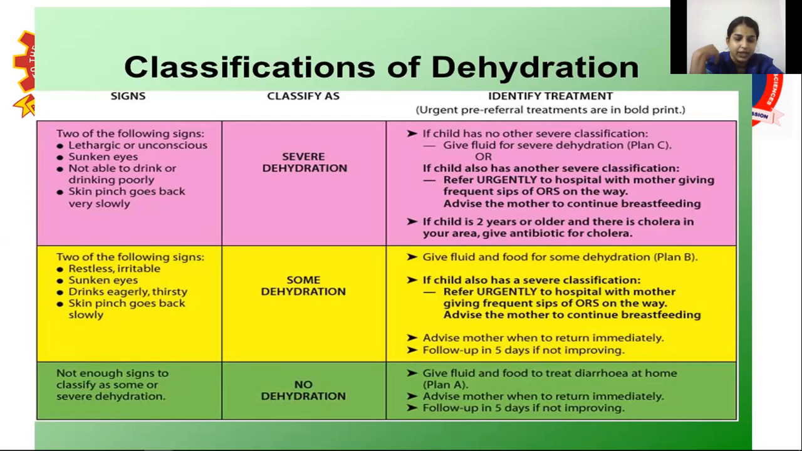Then going to the abdomen, you can check for the skin pinch. Usually the skin pinch goes back a little slowly, but normally it should not be delayed for more than 2 seconds. If it is more than 2 seconds, you can classify it as skin pinch goes back slowly, and more than 5 seconds as severe dehydration, goes back very slowly.